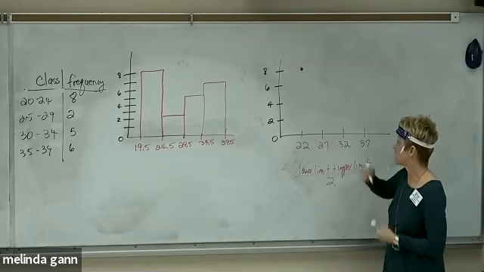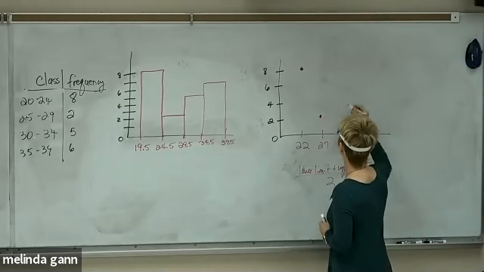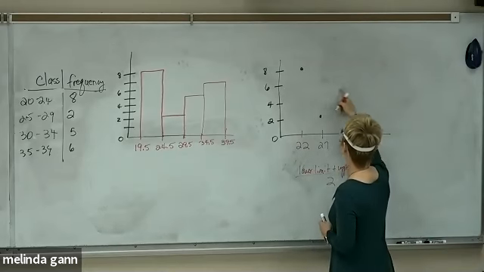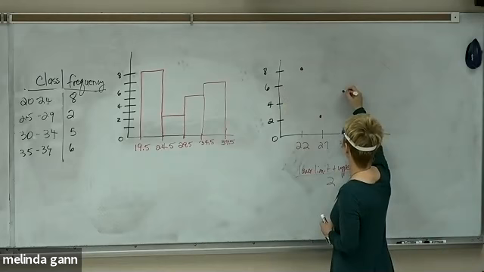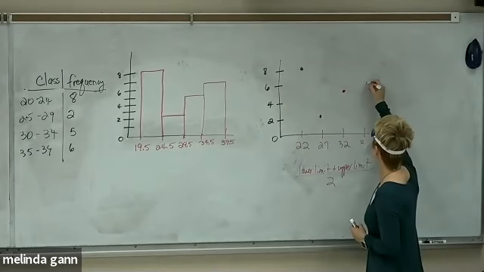What height does that dot go? 2. The next one goes to the height of what? 5. Now 5 is going to be halfway between 4 and 6, everybody with me? And then the last one goes to a height of what? 6.